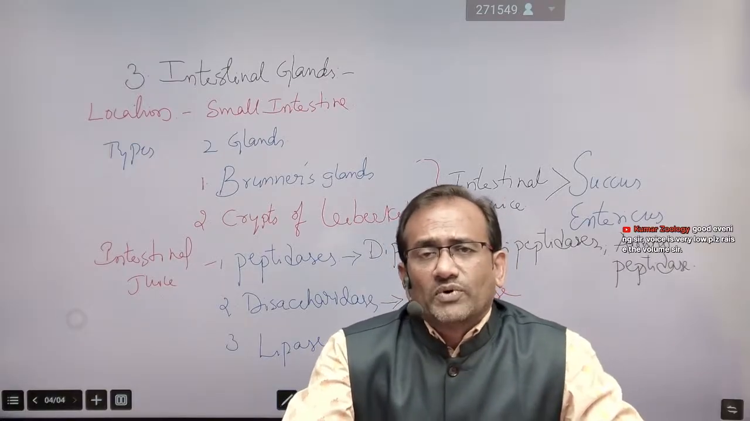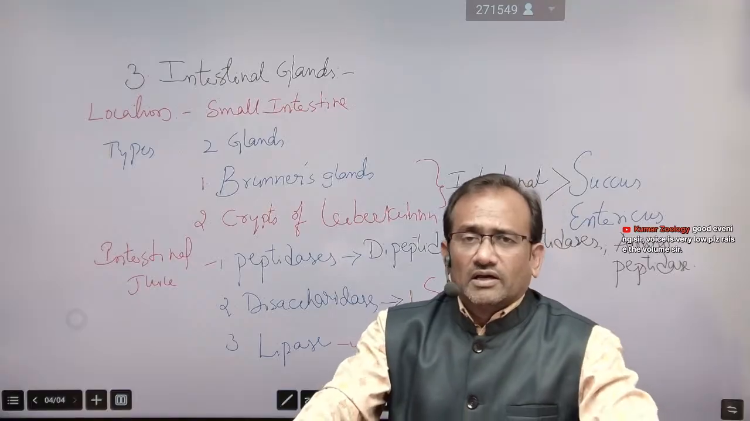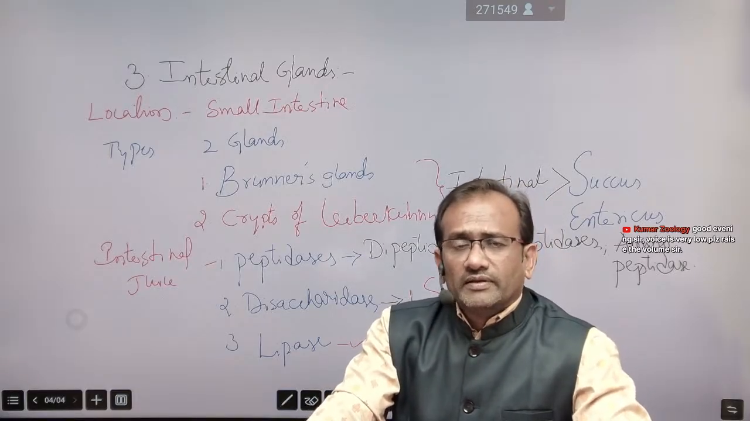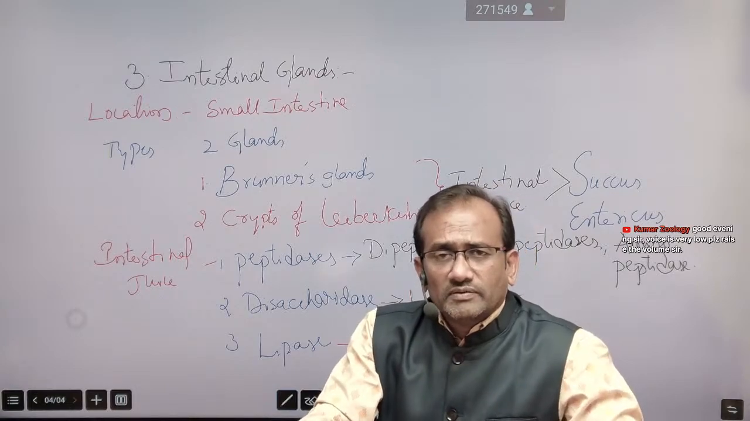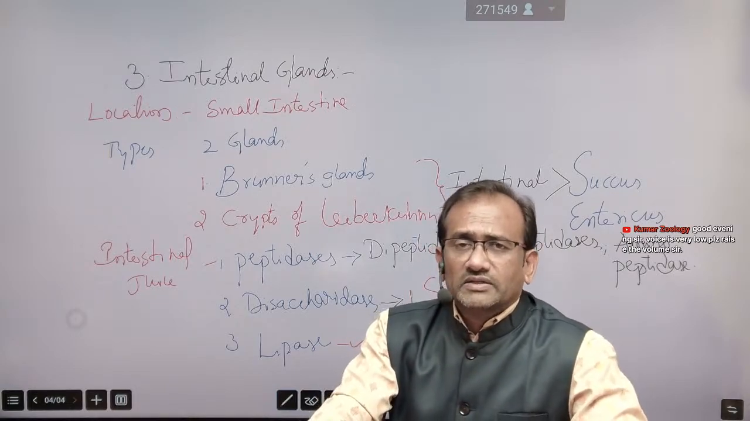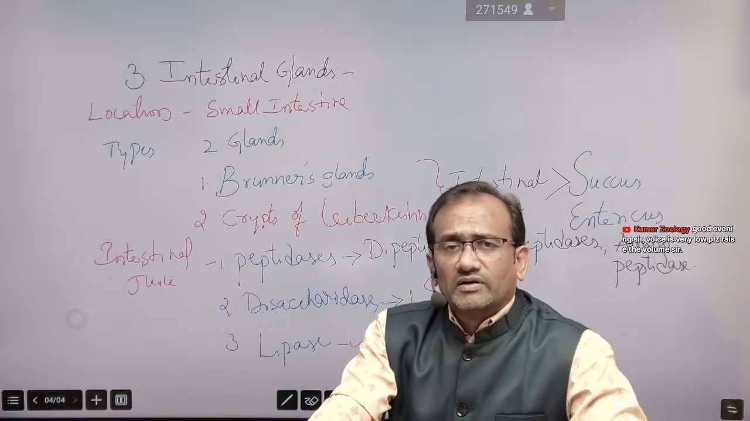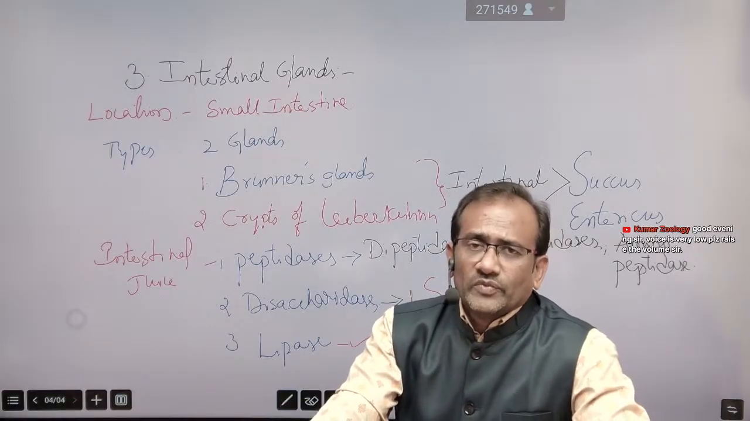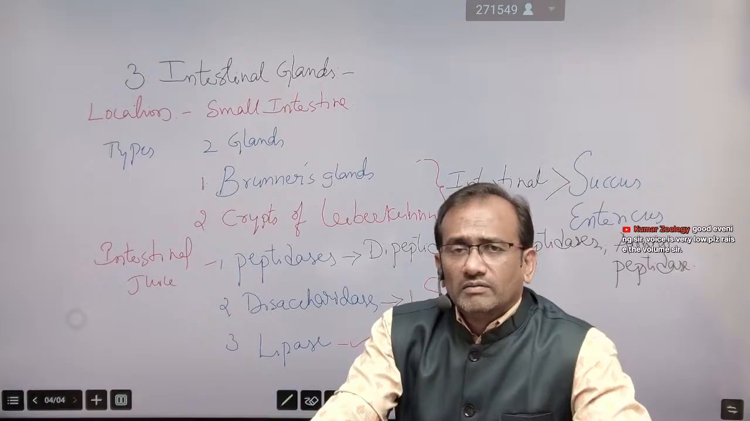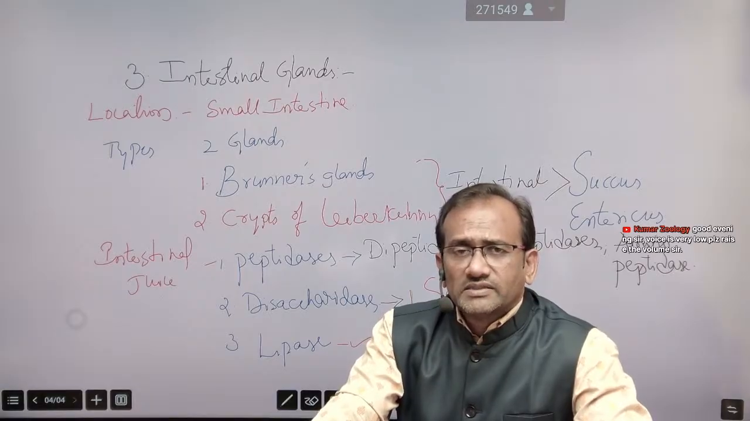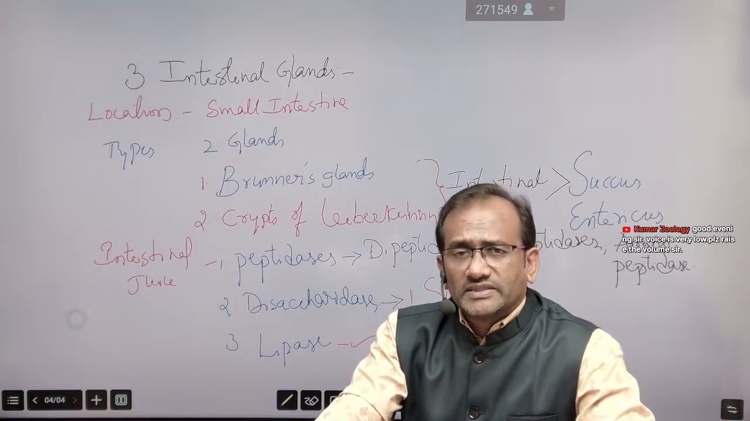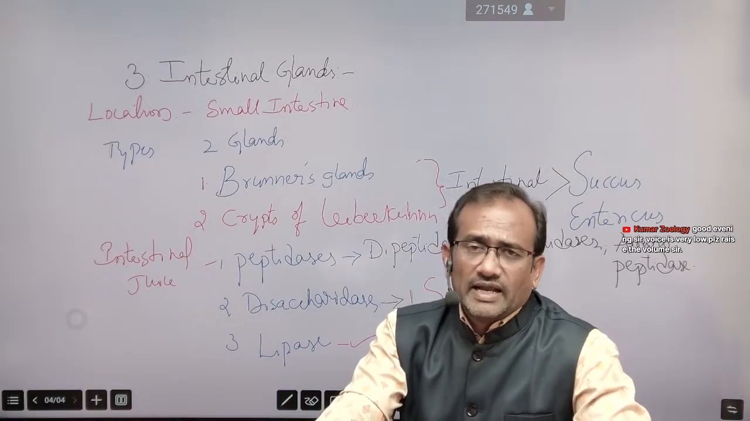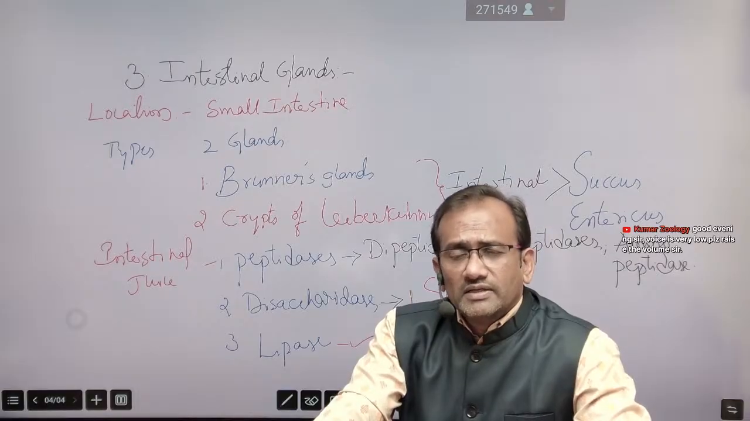So, we are discussing the digestive glands in the human digestive system. They are broadly categorized into two types for our convenience: one within the alimentary canal and the other outside it. Outside the alimentary canal are the salivary glands in the buccal cavity, the liver and the pancreas. Within the alimentary canal are the gastric glands and intestinal glands. Now we have completed salivary glands, gastric glands and intestinal glands.